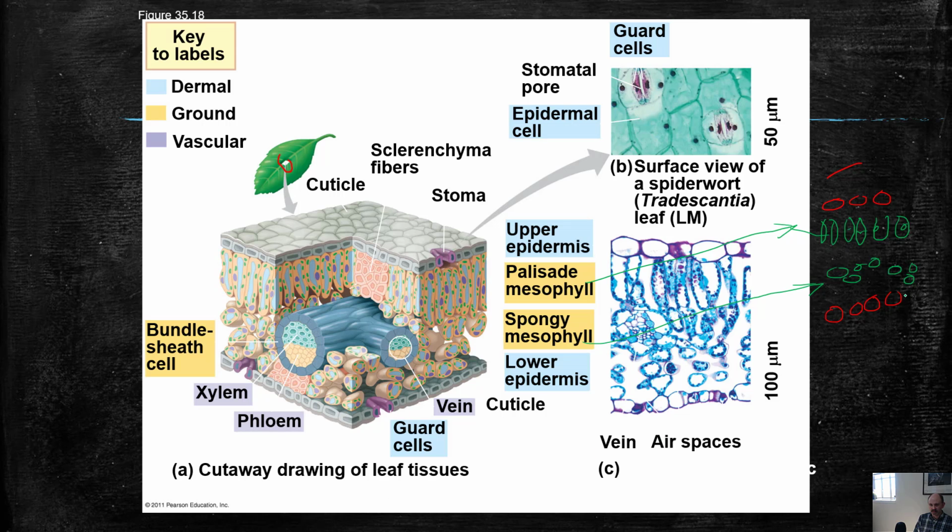And then also in the epidermis, we have these special cells that have gaps between them. This entire structure is called a stoma, or plural is stomata. They can be on the top of the leaf or the bottom, but they're usually more common on the bottom of the leaf. So here's one in this picture. Here's another one. You can see that opening. The cells on either side of the stoma are called guard cells.